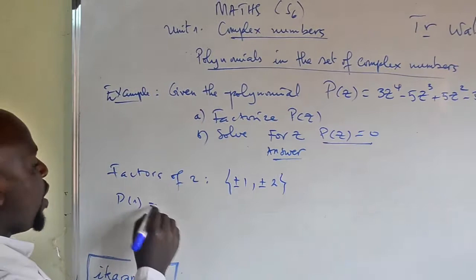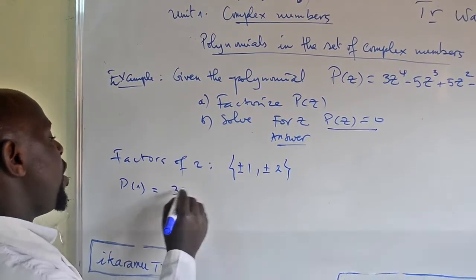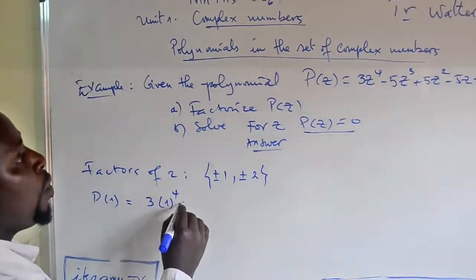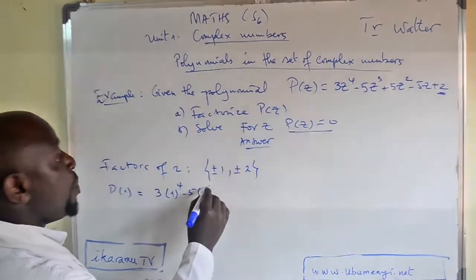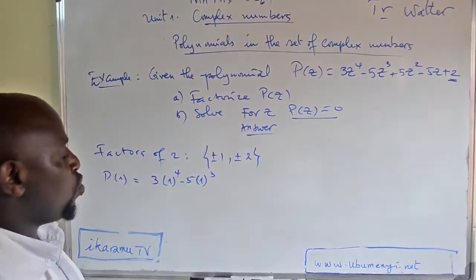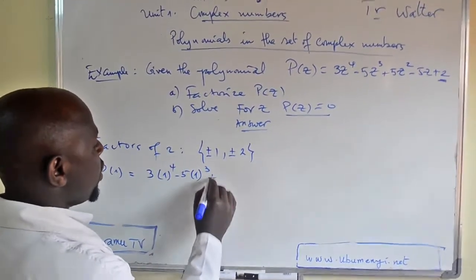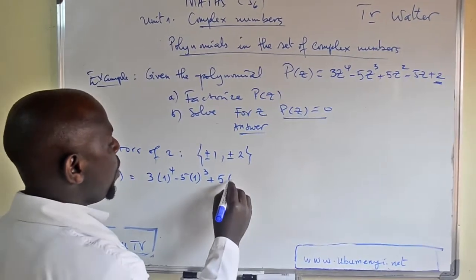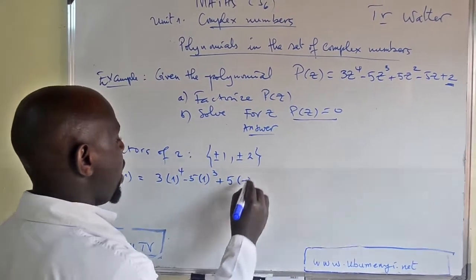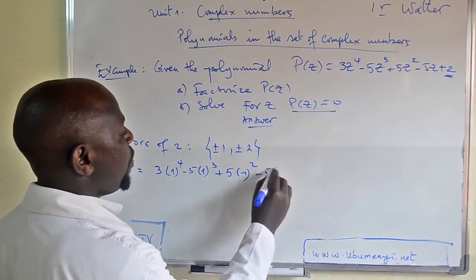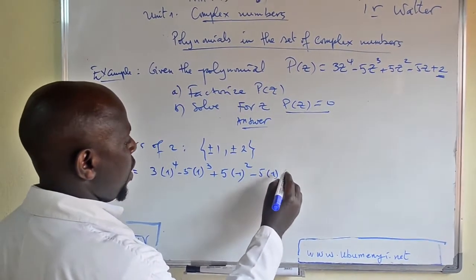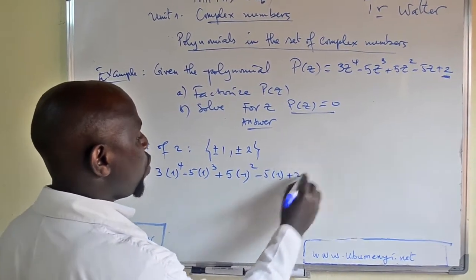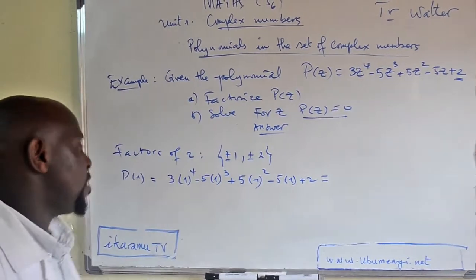So P of 1 will be giving us what? We shall have 3 times 1 power 4, minus 5 times 1 power 3, plus 5 times 1 power 2, minus 5 times 1 power 1, of course, plus 2. This means that Z equals 1, of course, that's why I'm replacing it by 1. And we are going to see whether this gives us 0.